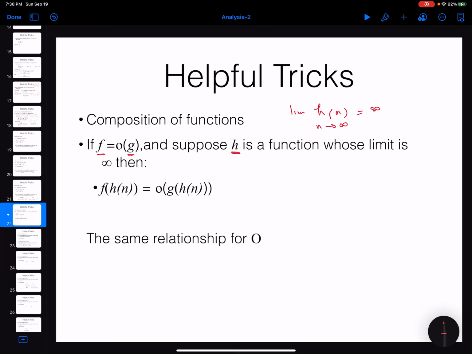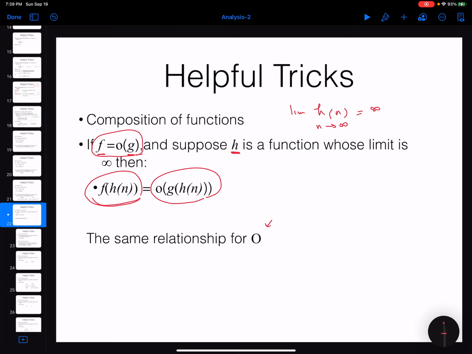Okay, so if you have such a function, you can combine it and say that if you know the growth ratio of g is strictly greater than the growth ratio of f, the growth ratio of g of h of n is also going to be strictly greater than the growth ratio of f of h of n. Okay? And this relationship will be applied to big O as well. So this is going to be applied to the upper bounds, basically.